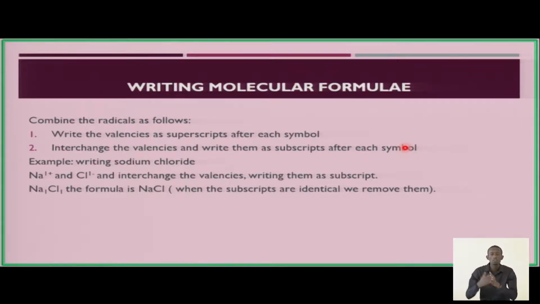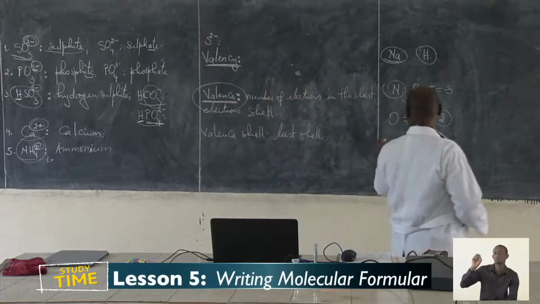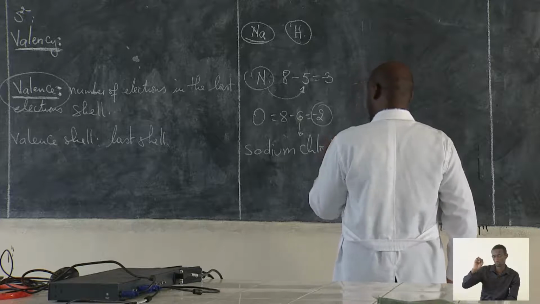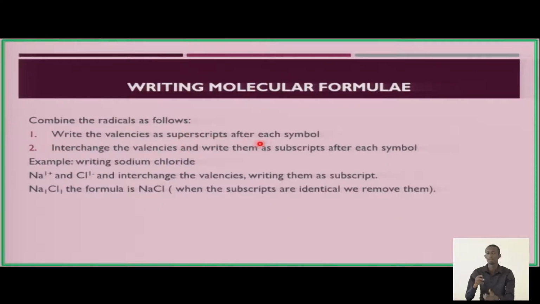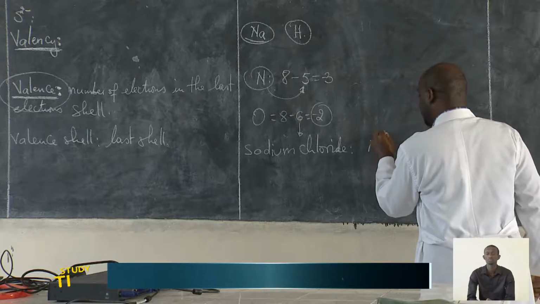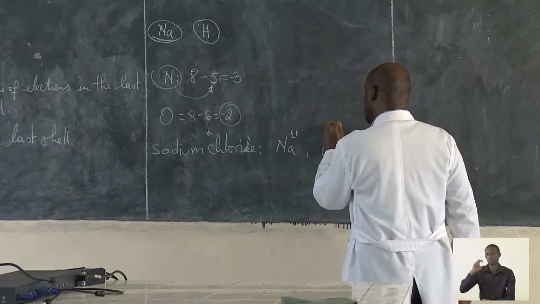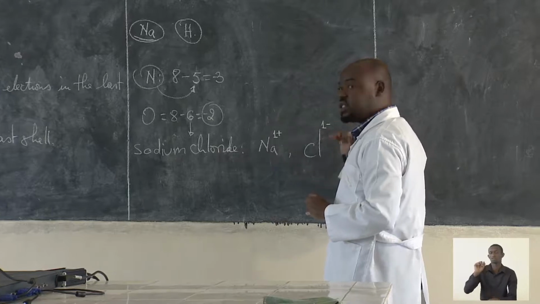Let us have an example. We know the compound we call sodium chloride, the table salt. How do we write the molecular formula of table salt? Here there is sodium chloride, and on point number 1, it is said we write the valences as superscripts after each symbol. The symbol we have here is sodium with a valence of 1, and we write it as a superscript. We also have the chloride ion, which has 1 negative as its valency, and we also write it as a superscript.